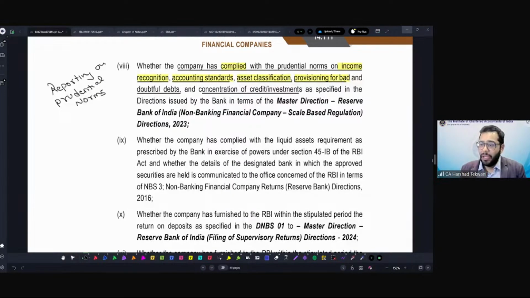So basically, again, that liquid asset requirement is based on the classification. Base layer has something different, middle layer has something different, upper and top layer has something different. But there are requirements, and whether those are met or not, that is something the auditor has to report.